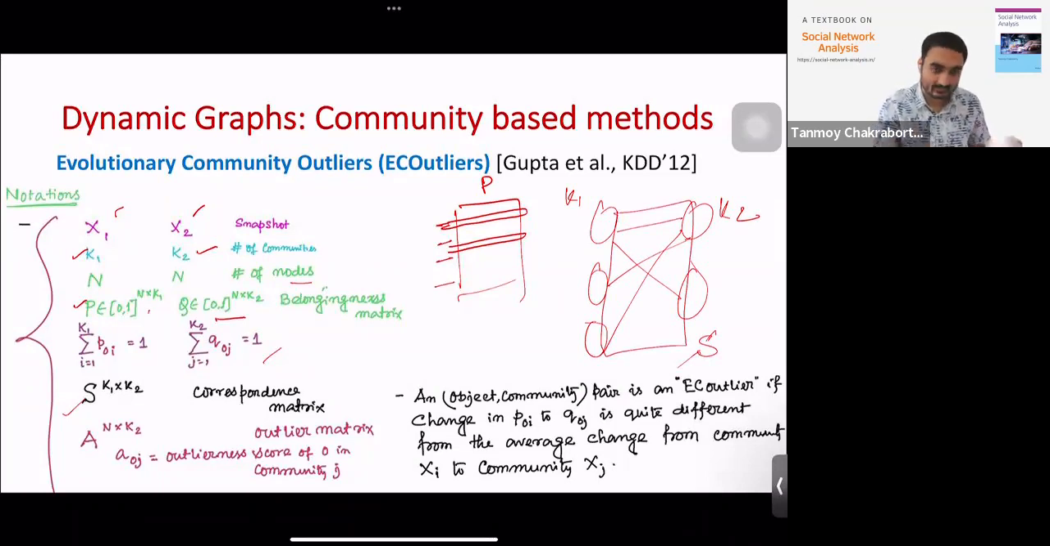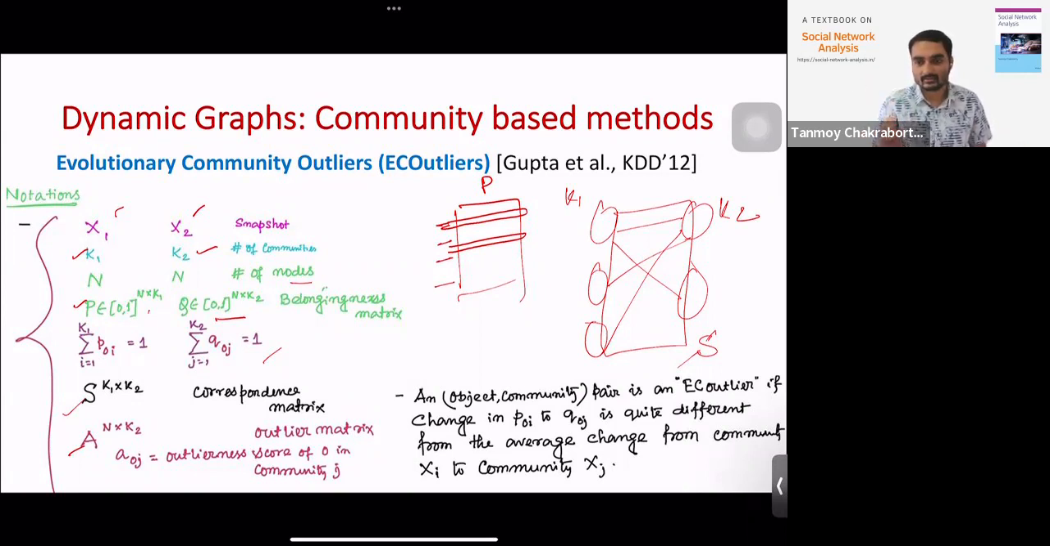Okay, S is a correspondence matrix. Remember these notations. What is A? A is something called the outlier matrix. And what's the size? The size is n cross K2. K2 is the number of communities at timestamp, whatever, snapshot X2. N is the number of nodes.